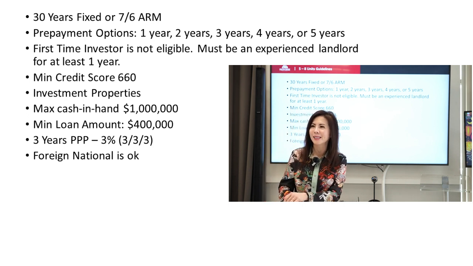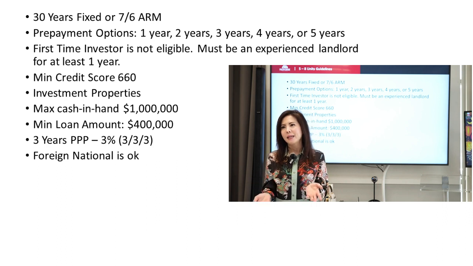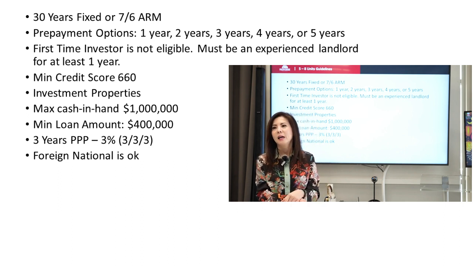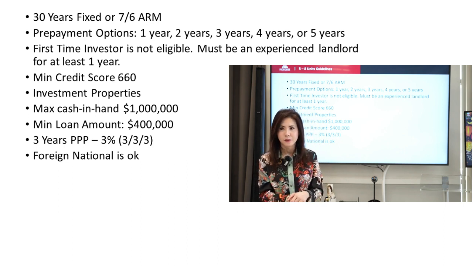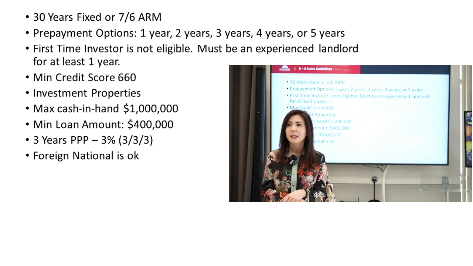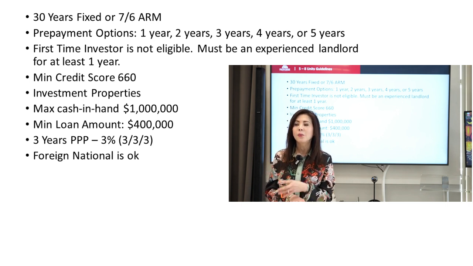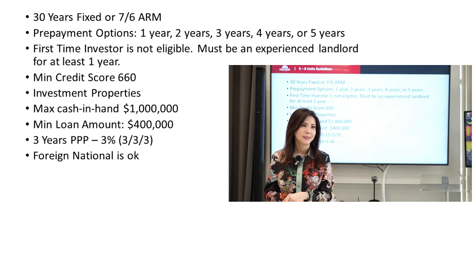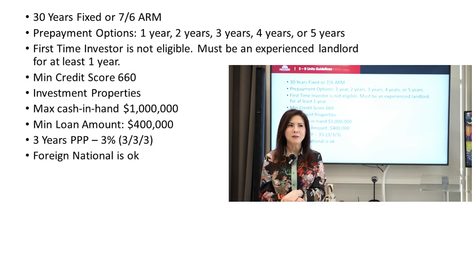Okay, minimum credit score 660, investment properties only. Again, maximum cash in hand 1 million, so you can refinance cash out. Minimum loan amount is $400,000. I don't think that is a problem, because a duplex now is over $1 million already in the Bay Area. So if we do 5 unit, 8 unit, it's more than 2 or 3 million. So the minimum loan amount is not a problem, but the maximum loan amount is a problem because it's only 2 million. That means my client will have to come in with a lot more down payment. Okay?